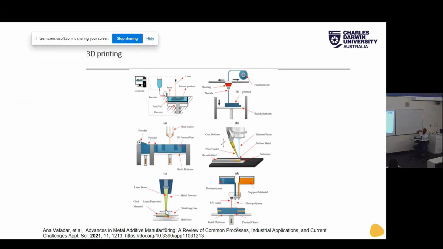So that's how the layer gets built up. In electron beam and laser beam, where the melting happens, that's even much smaller. You can think of the size of the beam being really, really small, in terms of a few microns. So imagine that needing to go back and forth and cover the entire surface of the part. It's going to take forever.